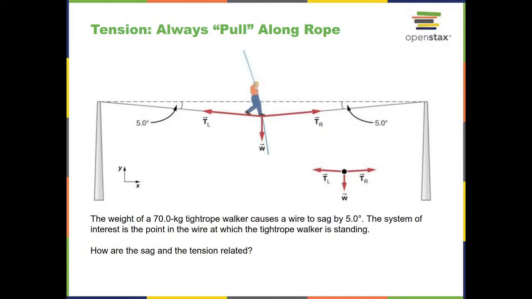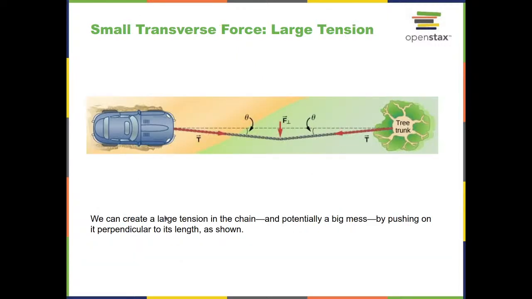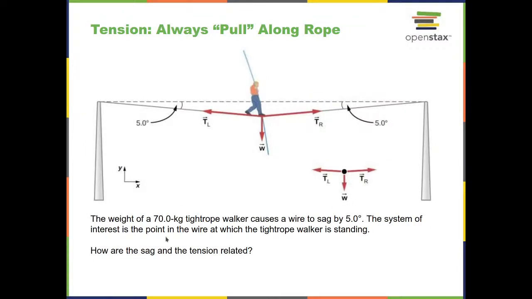In fact, I don't have that drawing, but we can solve this problem. So let's assume that the mass of the tightrope walker is 70 kilograms. The weight of the tightrope walker is 70 kilograms times the acceleration due to gravity, so times 9.8 meters per second squared. So the weight is determined by the mass.